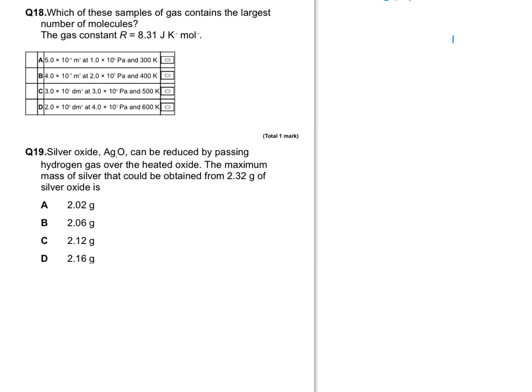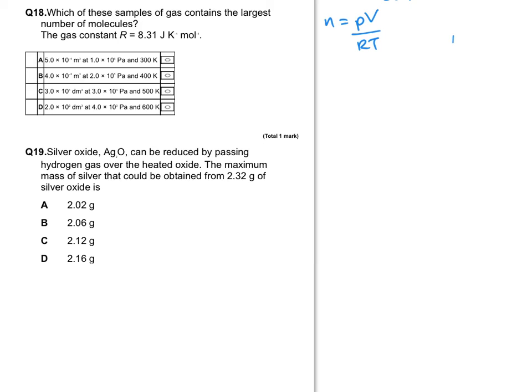Okay, for these ones, we need to work out which of these samples of gas contains the largest number of molecules. So if we work out the number of moles, that's going to be directly proportional to the number of molecules. We would have to times by Avogadro's number to find out the number of molecules. But as it's directly proportional, just working out the moles will get us the right answer. So we're going to use this arrangement of the ideal gas equation.